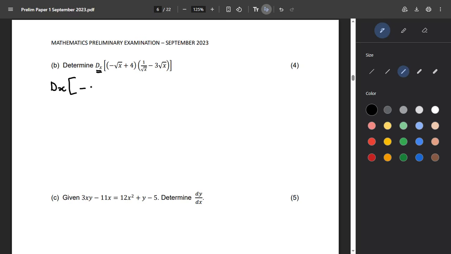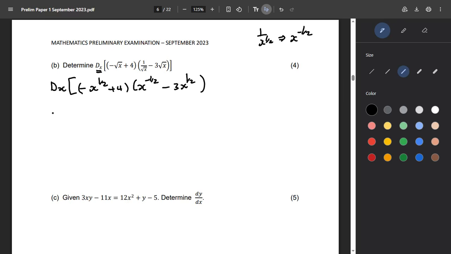I know that this will be minus x to the power 1 over 2. You understand that part? Then plus 4. Close the bracket, and on the other side you have 1 over x to the power 1 over 2, which we need to remove the fraction. This becomes x to the power minus 1 over 2, right? So this will be x to the power minus 1 over 2, then minus 3 x to the power 1 over 2. You do what you always do with the FOIL method, multiplying out the bracket.